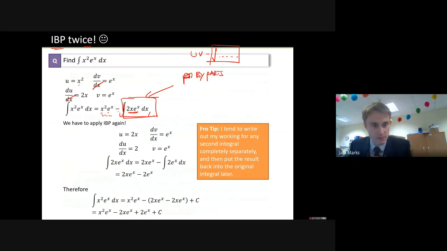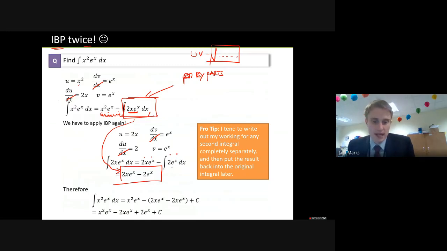So what we do is we keep this to the side for the moment. We just keep that to the side. And now we tackle that part there inside the red box. So we'll repeat the process again. LATE says 2x should be the u part. du would be 2. dv should be e to the x, and v will be e to the x. So for that red box, when you pluck out those numbers and put them into the formula, you will get that one there. So you get your uv part here, so that's your uv minus your integral of v du.